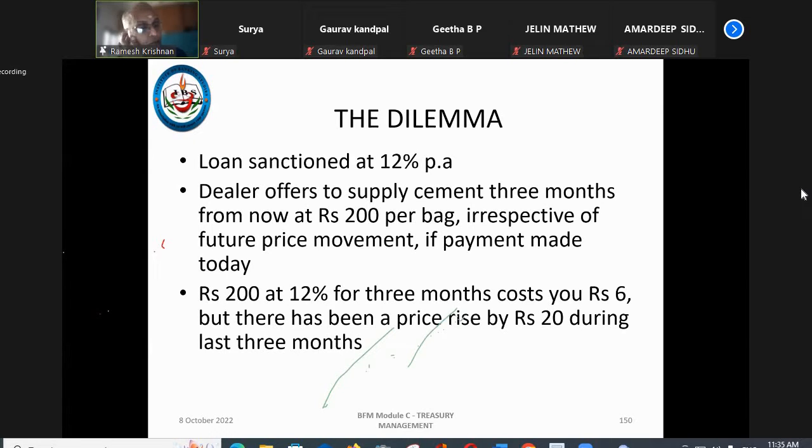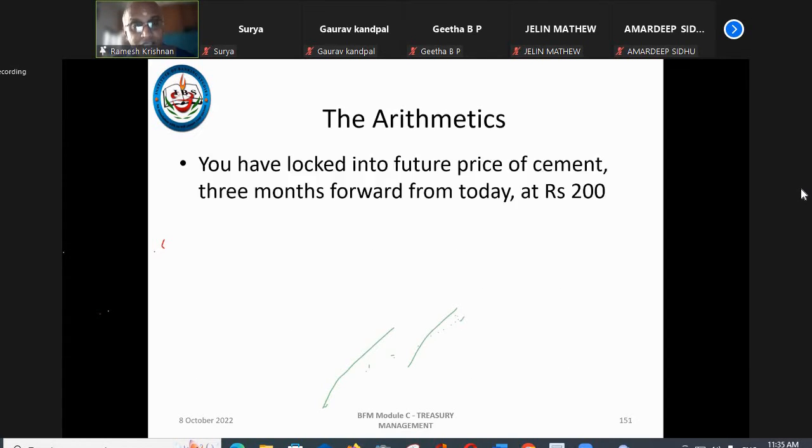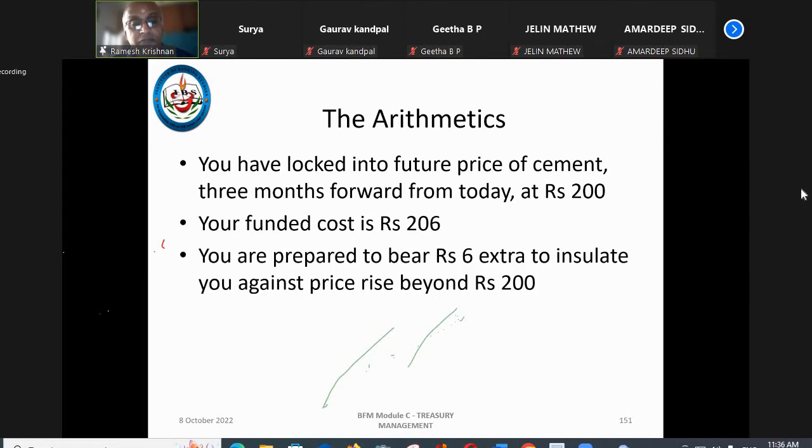Now, you also know from the background that the price has moved from 180 to 200 in the recent past. So this is your dilemma, whether to take a decision or not, and strike the deal or not. Now, supposing you strike the deal. Now we are looking into the arithmetic. You have locked into the future price of cement, 3 months forward from today, at 200. So your funded cost is 206. I have already explained that.